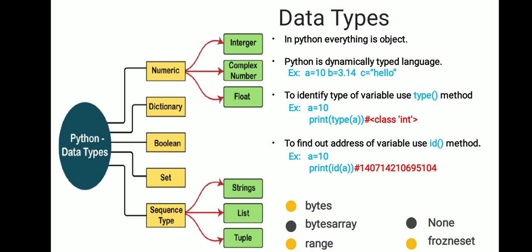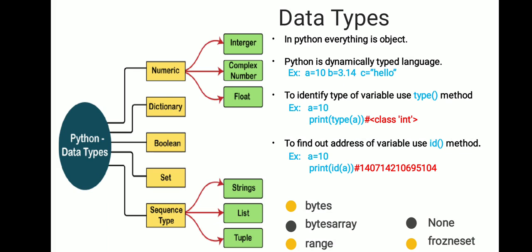Second point is Python is a dynamically typed language. We have already discussed this point in features of Python. Python is a dynamically typed language, which means while declaring a variable there is no need to specify the type of the variable. Depending upon the value of the variable, the type of the variable will be decided automatically.